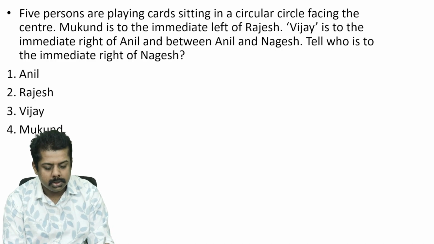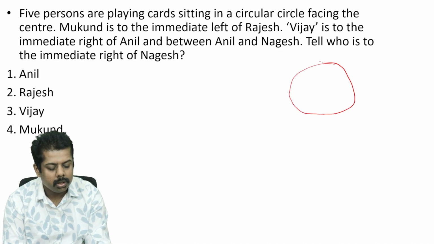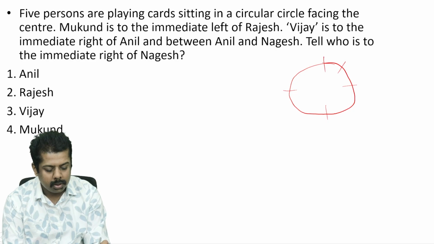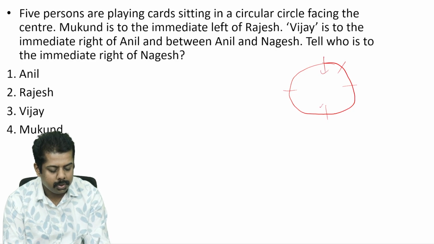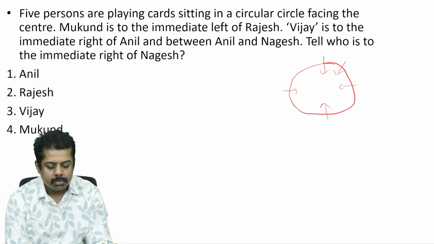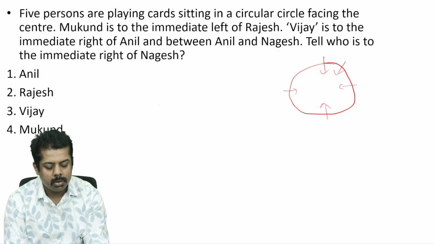Here there are 5 persons. So what we can do is start with the basic diagram. As we said, if the number of persons is not even, we can fix in any manner. So 5 people are there. Here as well, everyone is facing the center. Now we can go through the statements. The first statement says that Mukesh is to the immediate left of Rajesh. Mukesh is sitting immediate left of Rajesh.